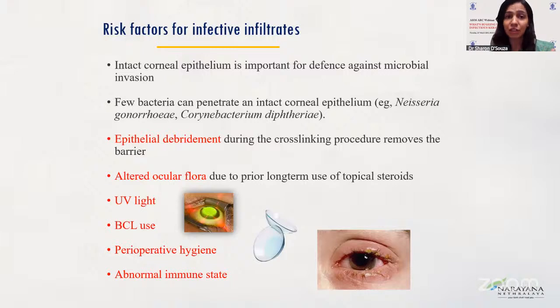So what are our risk factors for having an infective infiltrate? The most common is, of course, the loss of the epithelial barrier, which is a very important defense against microbial invasion in our corneas.